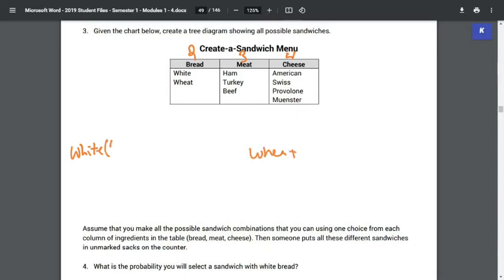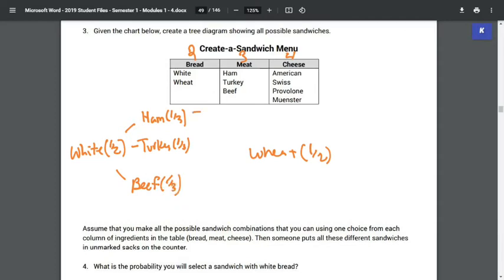So the way I'm going to express these is that I have a 50-50 shot for each of those. So I'm going to write that there. So after I choose that, I have 3 options for the meat. So that could be ham, which is going to be 1/3, turkey, which is going to be 1/3, and then beef, which is going to be 1/3 as well. From each of these, like I said, I'm going to have my cheese options. So just to save some time, I'm just going to put the first initial of each of those.